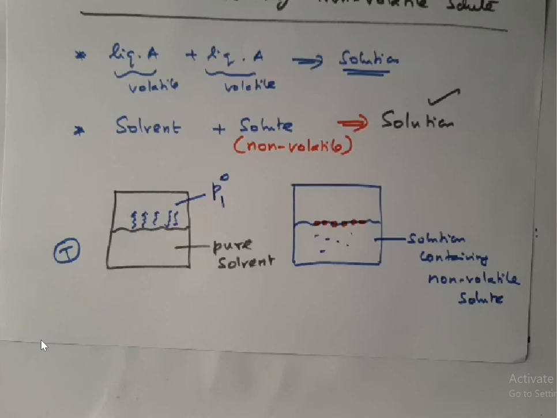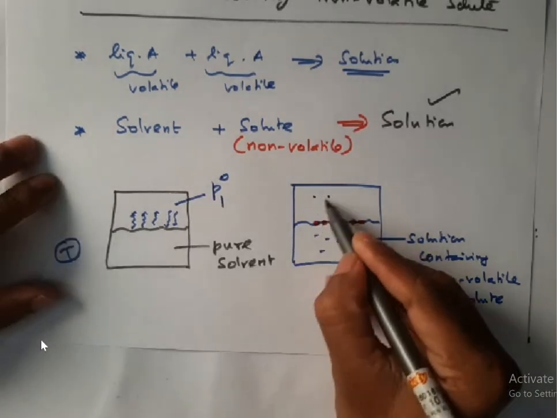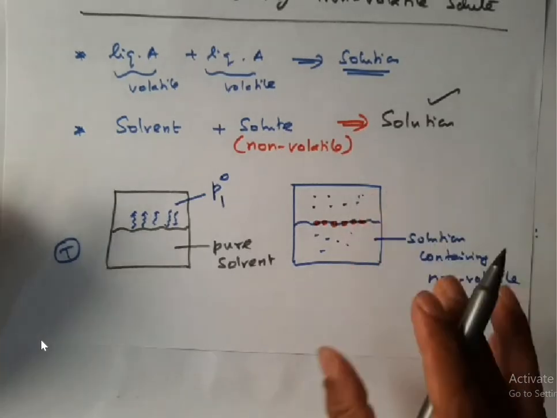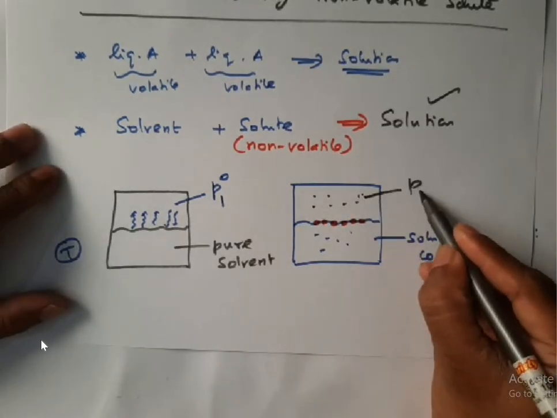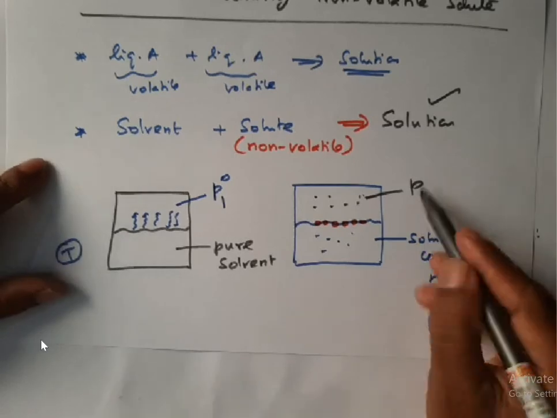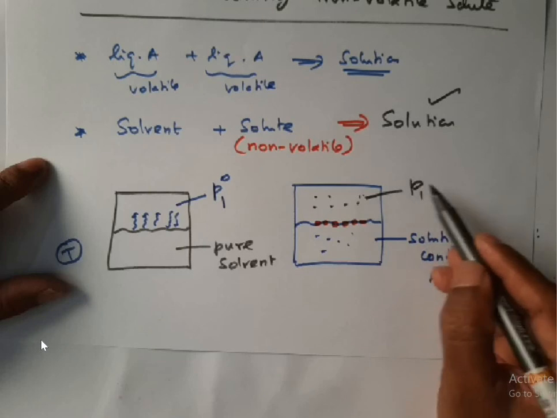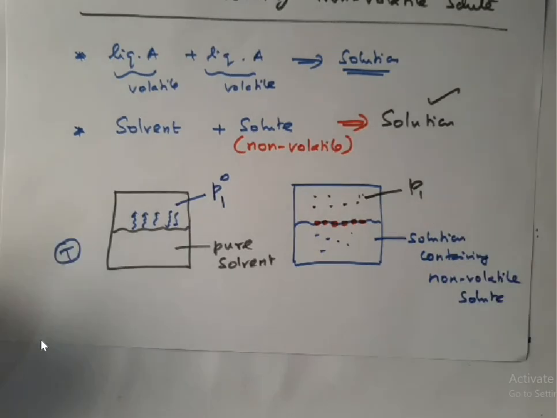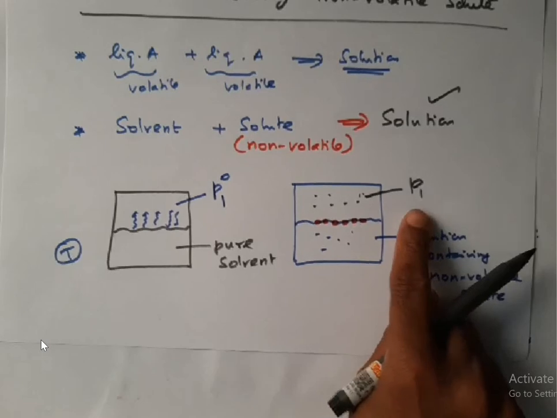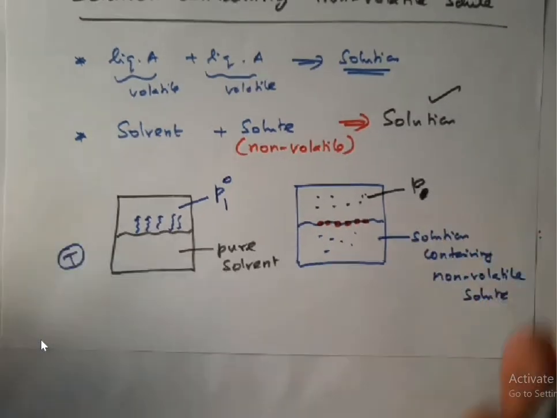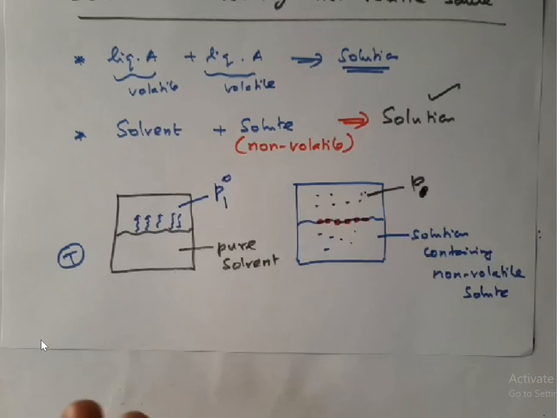But there's a problem. What's the problem? Some of the surface is covered by solute molecules, which will never allow solvent molecules to go up. Therefore, here also I'll get vapor pressure, but this is the vapor pressure of the solution. I'll just put P. What is P here? P is vapor pressure of solution.